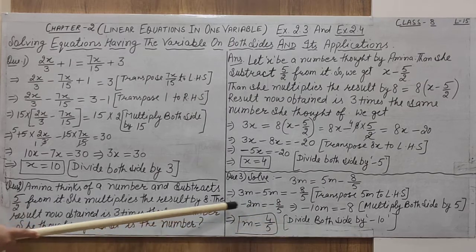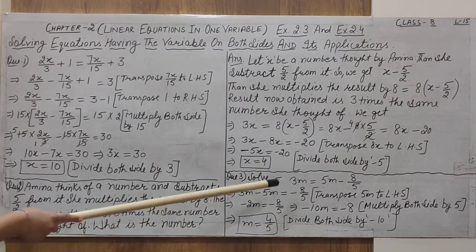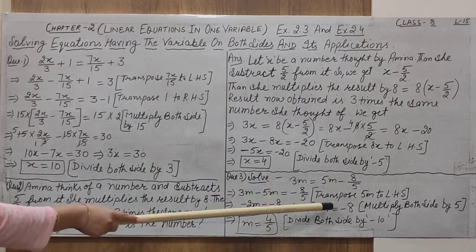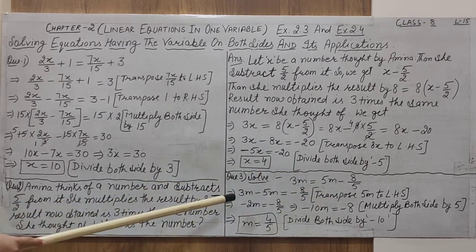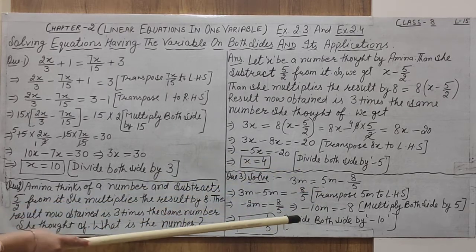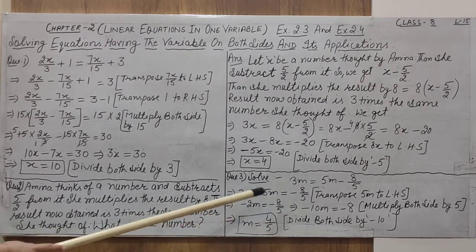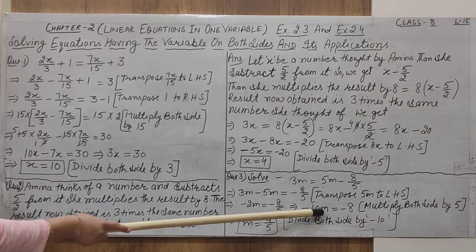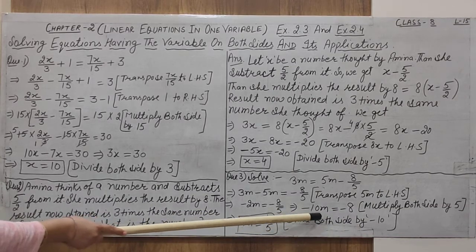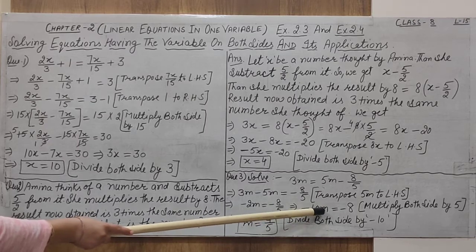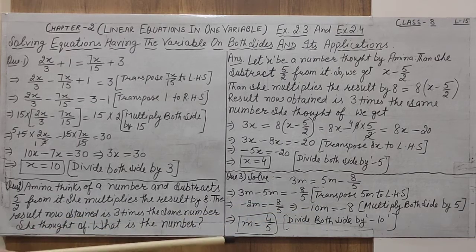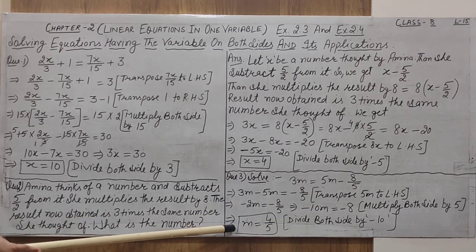So this is the final value of m using the same process, that is transposing the variable to one side, the constant to the other side, and removing the denominators with the help of multiplication. Then by the dividing process we can remove the constant which is in multiplication with a variable. So we get the result as 4 by 5.